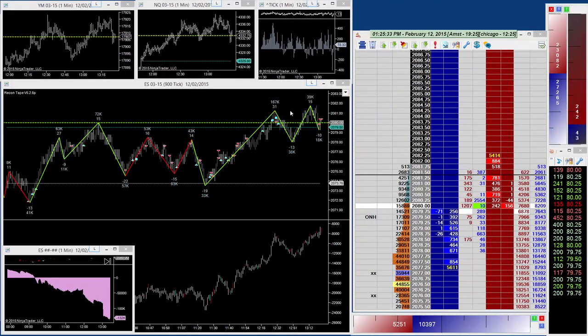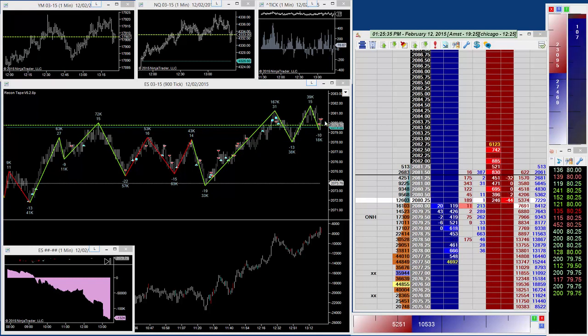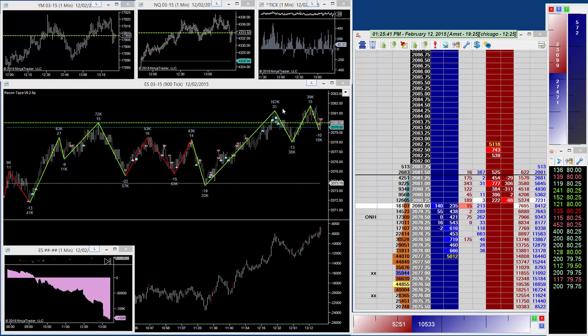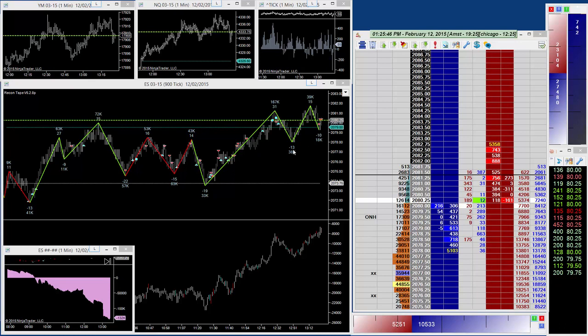Okay, so we see a little pullback, 18,000 contracts. Again, nothing to worry about. Still bullish, still looking to the upside. Obviously, if we put in another 20,000 contracts downside and we push through here again, I wouldn't really expect a reversal as much as just going back into this range.